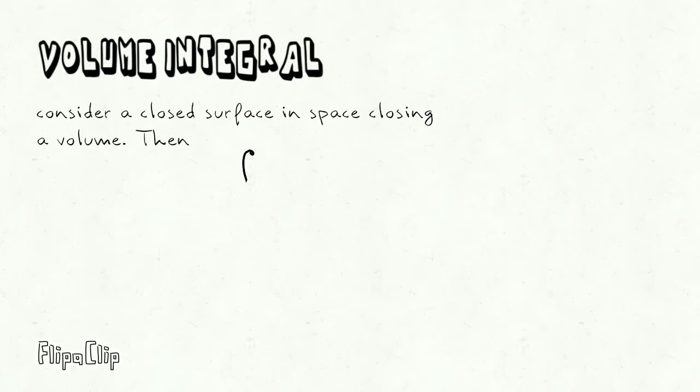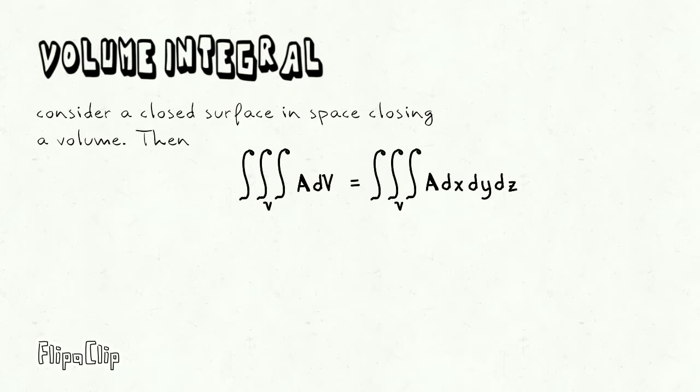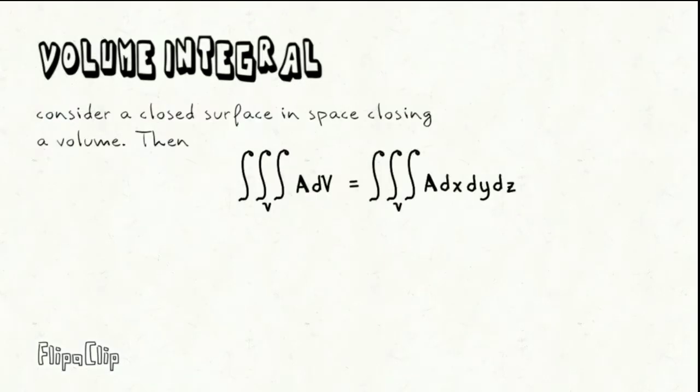It was stated that, consider a closed surface in space enclosing volume V. Then, triple integration over V of a dV, that is, triple integration of a dx dy dz. This is the formula for volume integration. Now let's try to solve some examples.